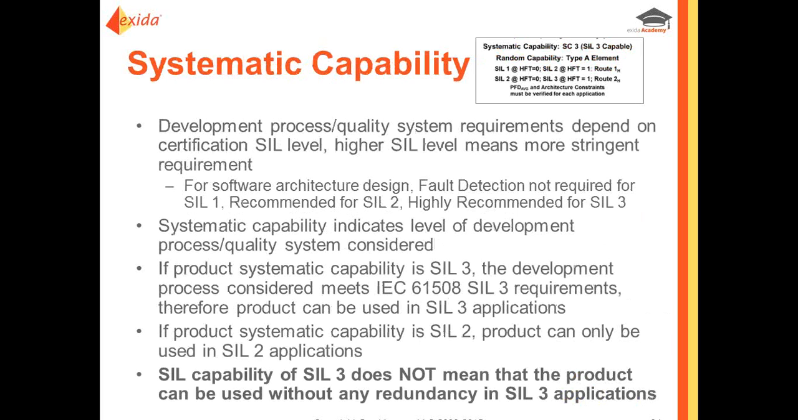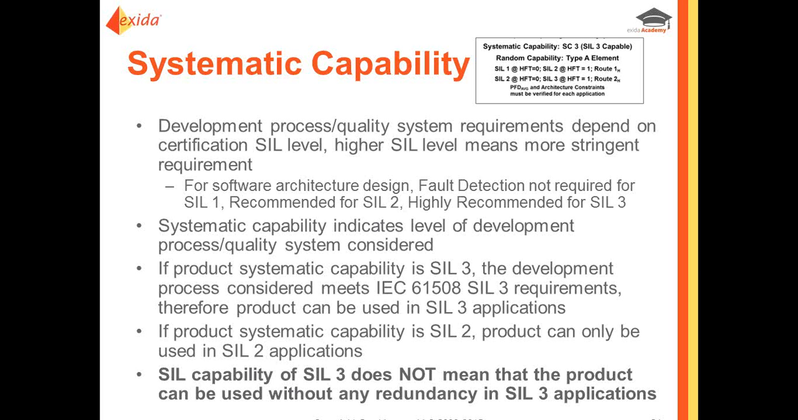Below that, as you can see, there's a box in your upper right-hand corner. That box is very important. The first line states the systematic capability. If you're not necessarily familiar with functional safety, you might not know what that means. But the systematic capability comes down to the development process, the quality system requirements, the modification process, all of the documentation on the quality and the process.